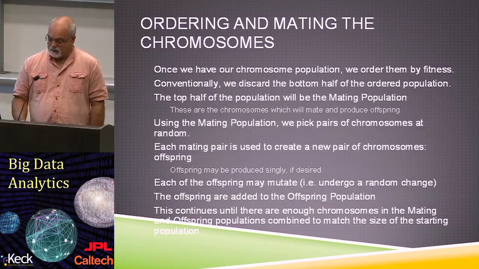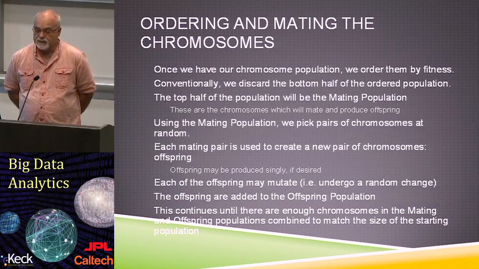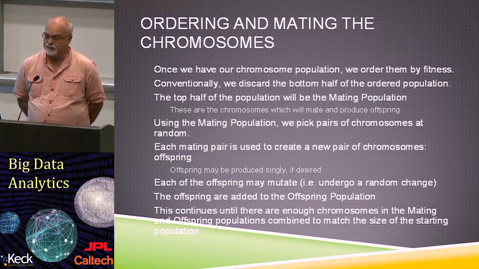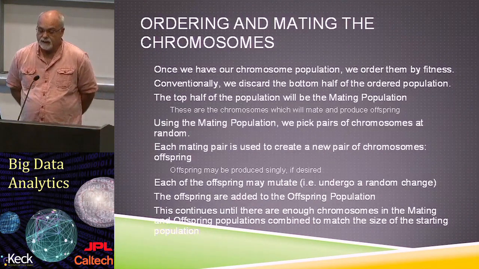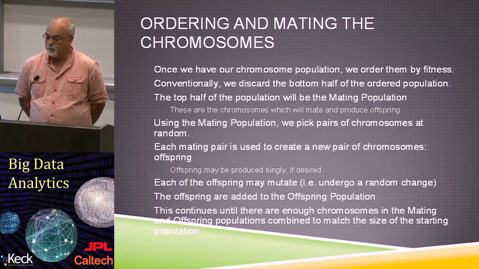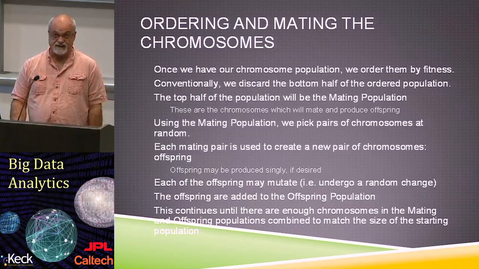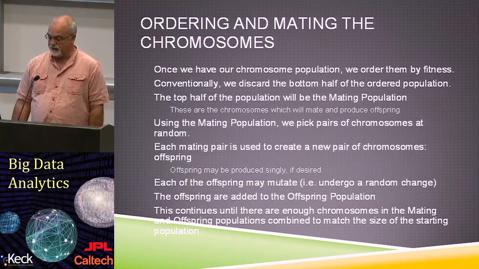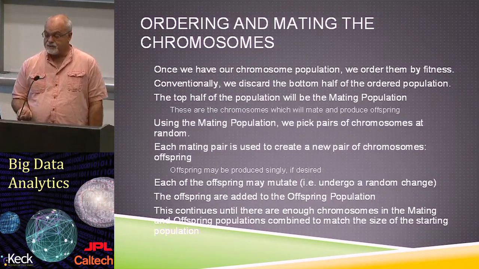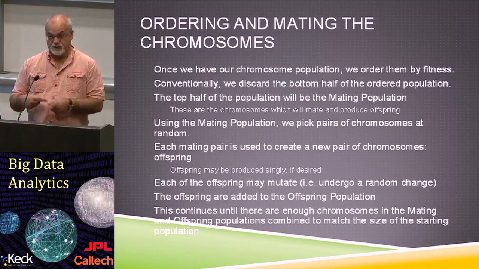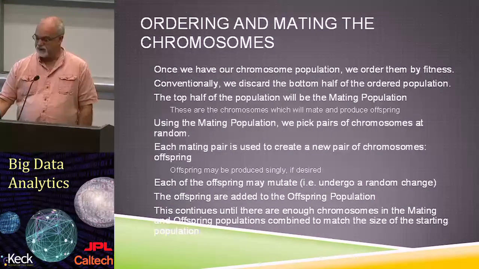After we've created the offspring, we may mutate each one of them, and we decide whether to mutate the offspring by picking a random number. That random number decides whether or not the offspring chromosome will be mutated. Typically, we run probabilities of that happening of around 50% to 25%, something like that. After we've done that, we add the offspring to the offspring population, and once we have enough offspring in the offspring population to make up our original population size, we add them all in.